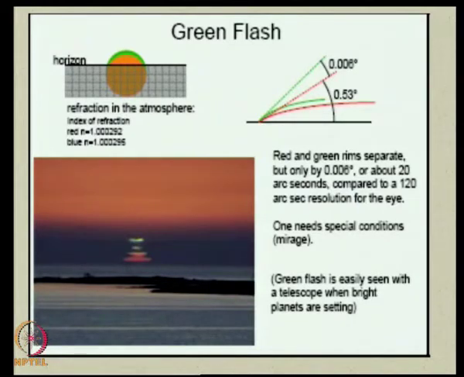So, this is really small. Normally, you will not see it because you can resolve only 100 arc seconds, but under special conditions you see this. You also see this flash when bright planets like Venus, Mars, Jupiter are setting. Same logic has to work, but for that you need a telescope. So, astronomers who watch these phenomena with a telescope have observed these phenomena quite distinctly.